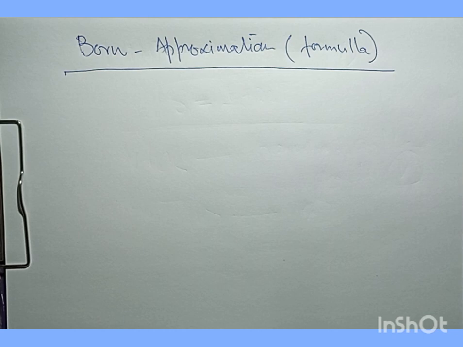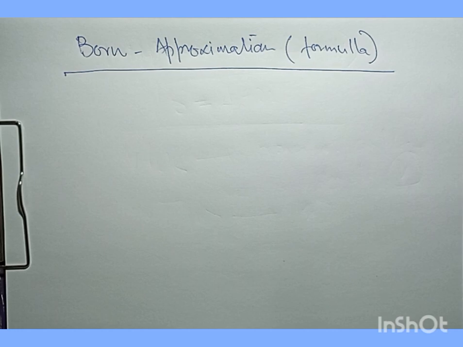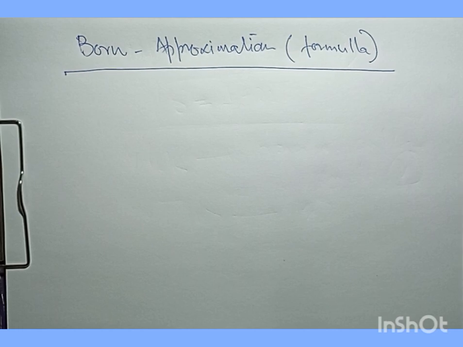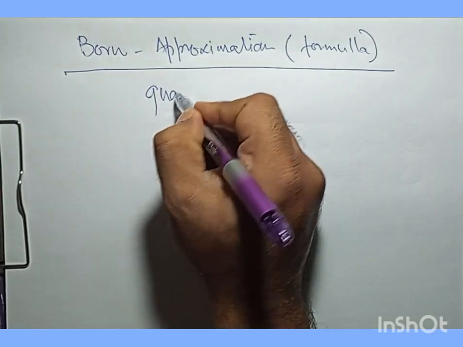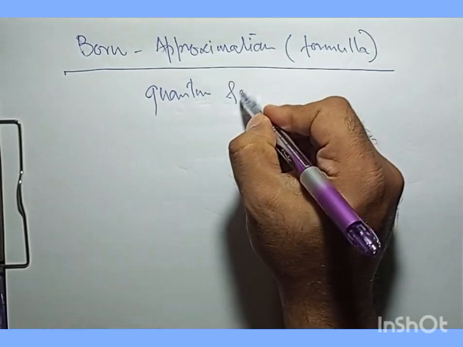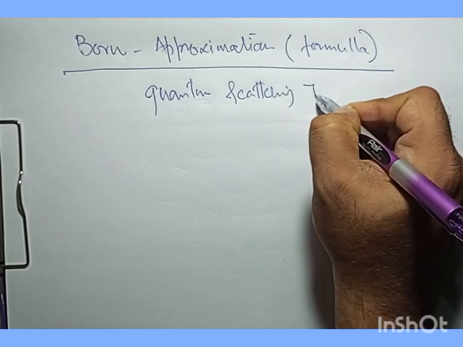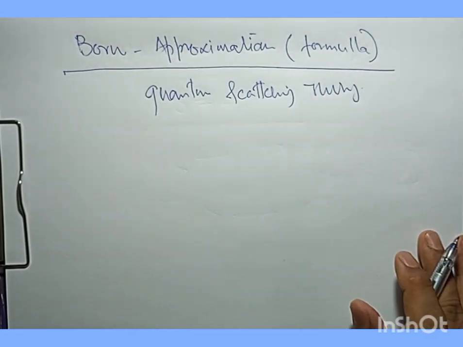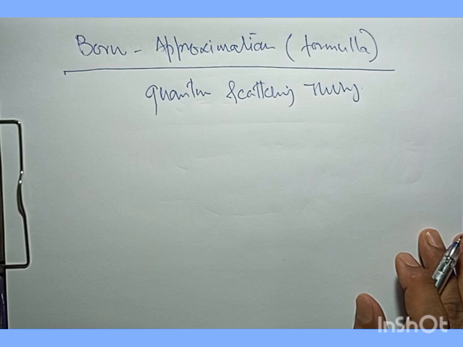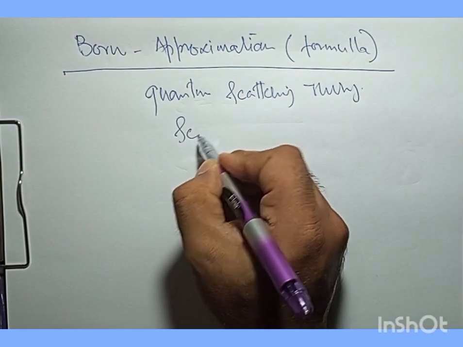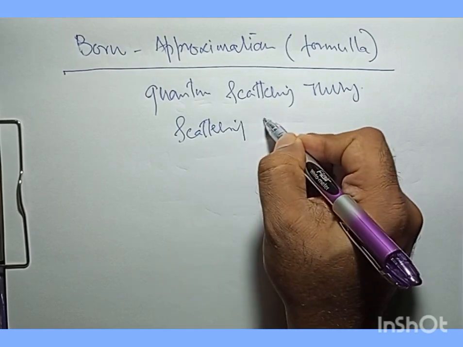And in this video, I'll be talking about the Born approximation. This Born approximation is basically a method that's used in quantum scattering theory, and it is used to approximate the scattering amplitude.